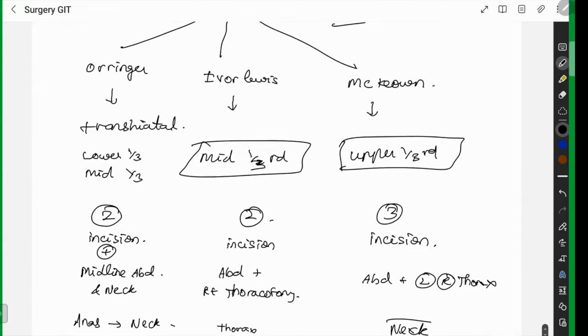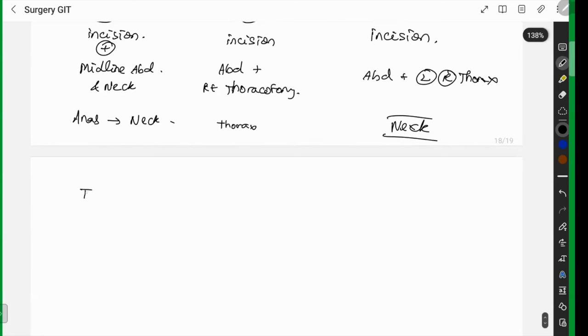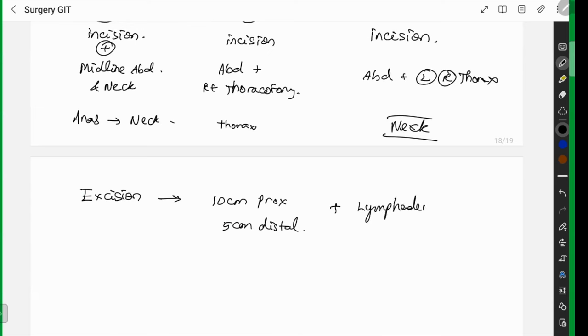So you can go for wide excision, 10 centimeter proximal, 10 centimeter, distal 5 centimeter. So how do you excise the patient? More than 10 centimeter: 10 centimeter proximal and 5 centimeter distal you will do. And you will also go for regional lymphadenectomy. This is very important, okay? You go for a lymphadenectomy.